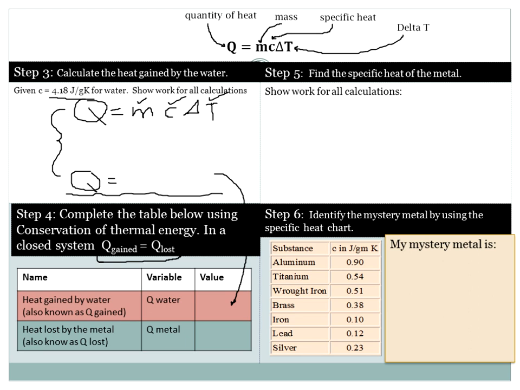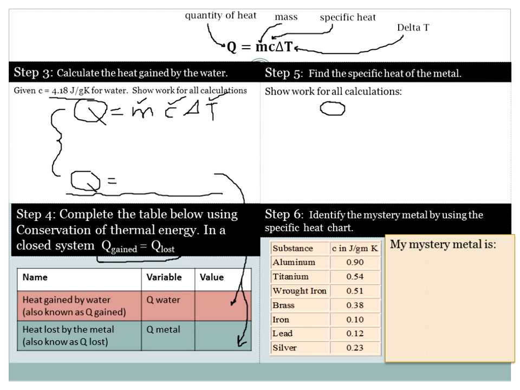I can say that the heat that was gained by the water has to be equal to the heat that was released by the metal or lost by the metal. So the numbers in both of these columns will be the same. Now that I know that, I can move on to step 5. So go ahead and fill in your table for step 4. Pause if you need to. And now we'll move on to step 5.